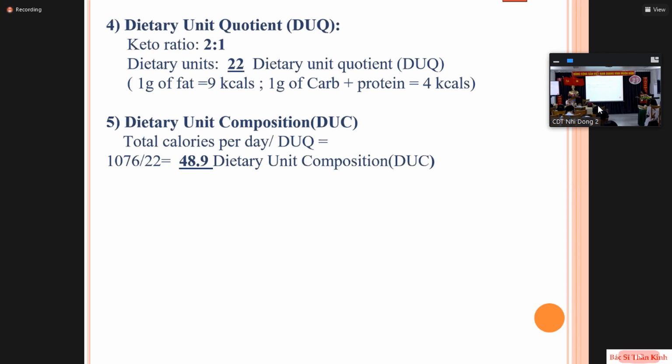Next is the diet unit composition. We take the total calories per day, which is 1076, and we divide that by the DUQ value, that is 22, and the value that we get is 48.9.